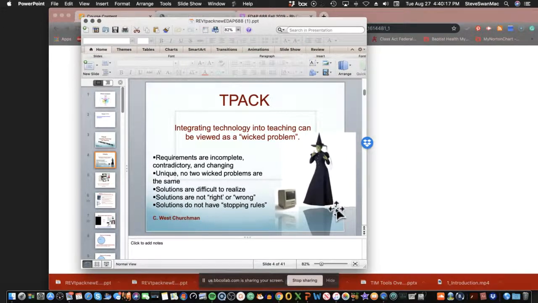It means requirements are incomplete, contradictory, and changing. No two wicked problems are the same. Solutions are difficult to realize. Solutions do not have right or wrong. Solutions do not have stopping rules.